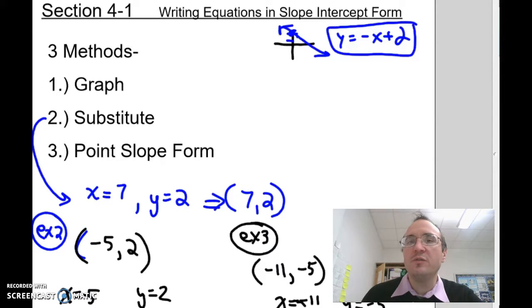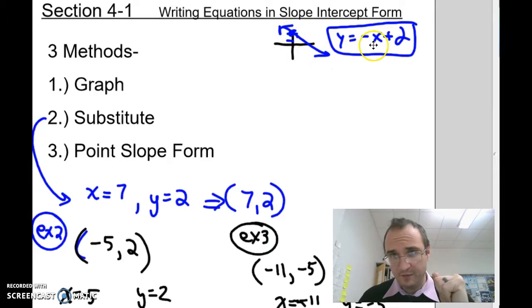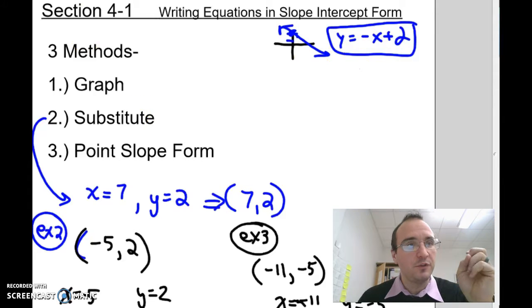So the three different ways we're going to write things in slope-intercept form. Number one, just by looking at a graph, you can find, oh, this is y equals negative x plus 2. You can tell by looking at the number where it begins on the y-axis, that's 2. Slope, that's negative 1.